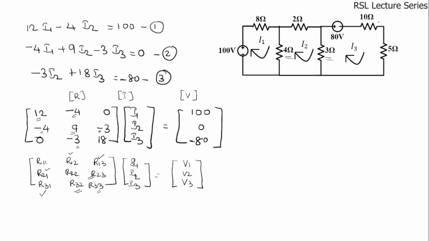This is multiplied by the mesh currents I1, I2, I3 equal to, here we have to write the voltage rise as such, and if it is a voltage drop we have to add a negative sign. If you see here in mesh 1, the current is flowing from negative to positive, so this is a voltage rise and we write it as such. In mesh 2 we don't have any voltage source, so this is 0. In mesh 3 the current direction is from positive to negative. This is considered a voltage drop, so we add a negative sign here. So this matrix can be written directly by inspecting the circuit itself.